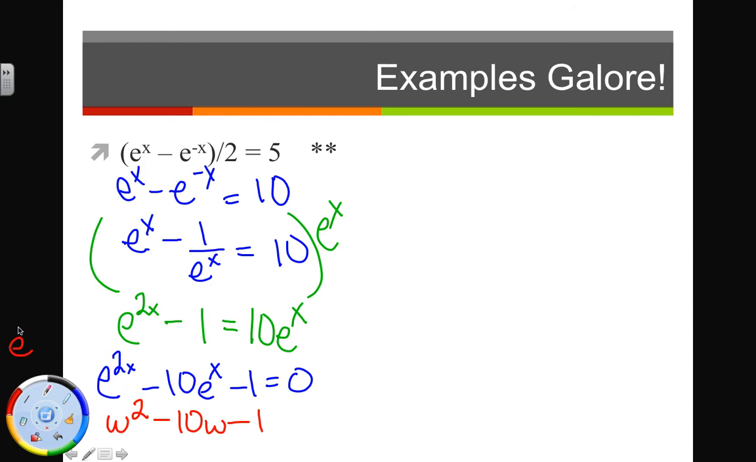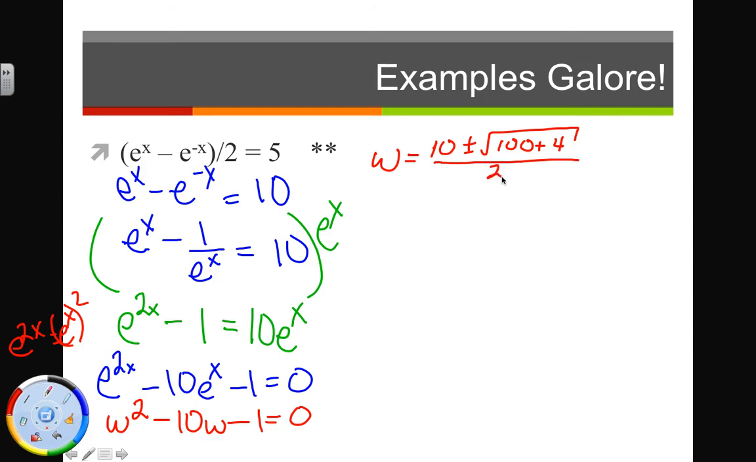e to the 2x, e to the power of 2x, is equal to e to the x squared. Well, that means this is a basic quadratic. Now, it's not factorable, but you can use the quadratic formula. So I can say w equals the opposite of b plus or minus the square root of b squared minus 4ac all over 2a.